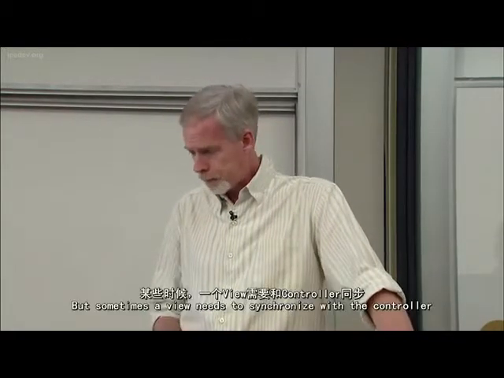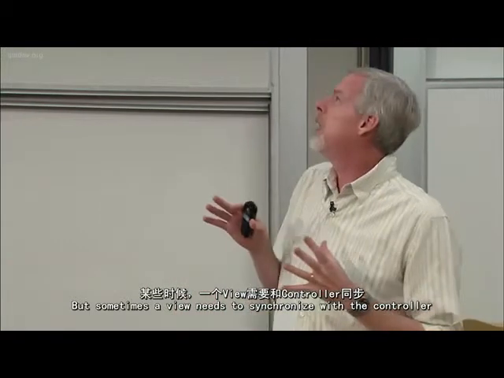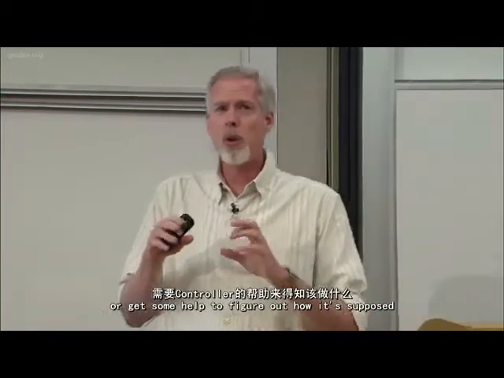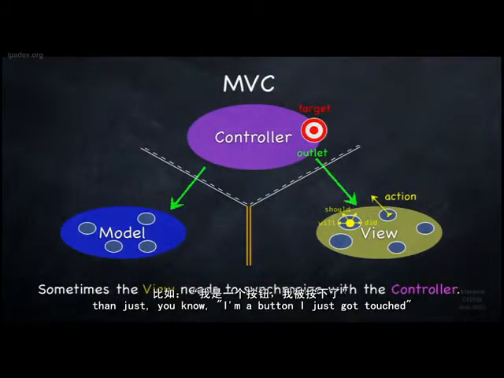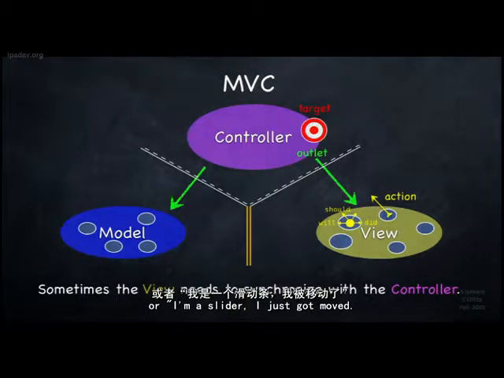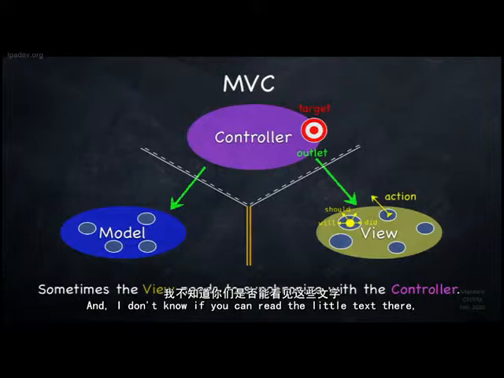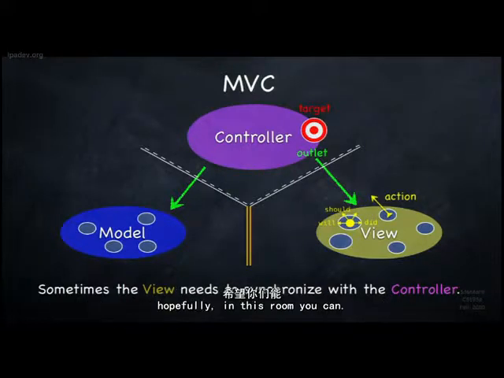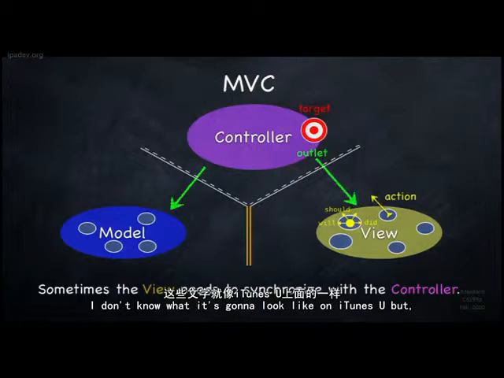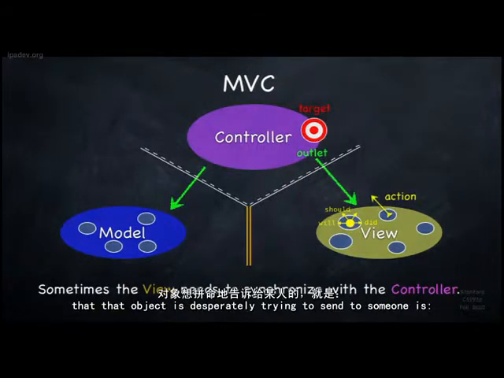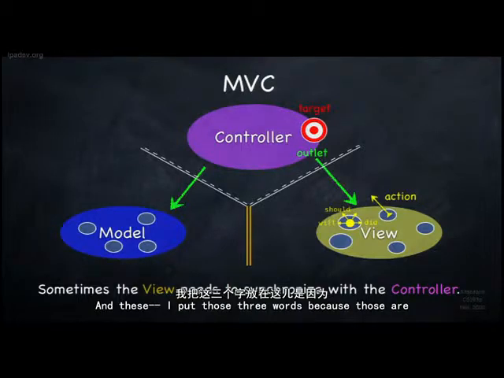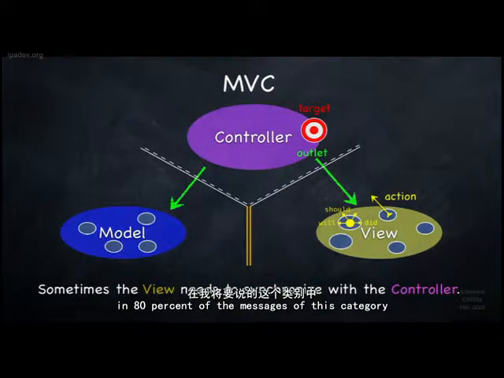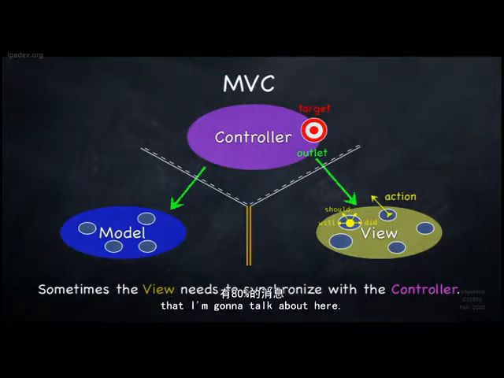But sometimes a view needs to synchronize with the controller or get some help to figure out how it's supposed to do what it's supposed to do, which is more complicated than just, I'm a button, I just got touched, or I'm a slider, I just got moved. I don't know if you can read the little text there. Hopefully in this room you can. The 3 little words there that object is desperately trying to send to someone are will, should, and did. I put those 3 words because they're in 80% of the messages of this category that I'm going to talk about here.